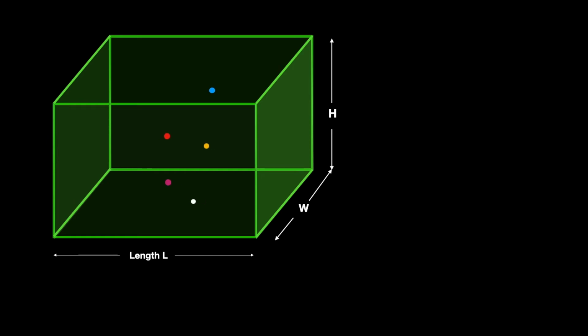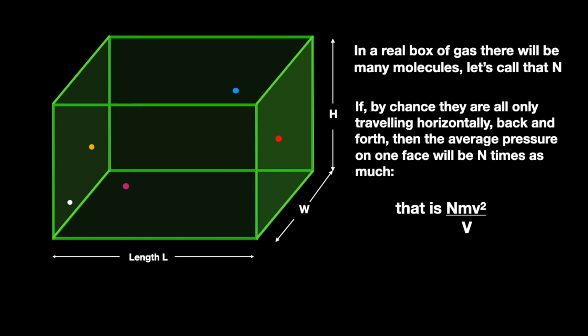Now we've only considered one molecule, but in a real box there'll be lots of molecules. Let's call that number N. But by chance, all of these molecules are bouncing backwards and forwards, in this case horizontally along the box between the same two faces. If all of these molecules have the same mass, then the force on that face and the pressure on that face is going to be N times as much. That is N mv squared over big V.